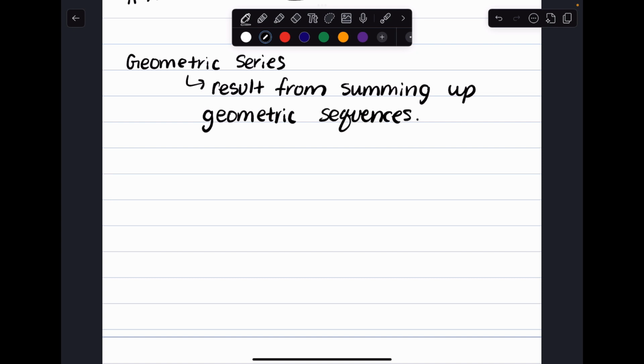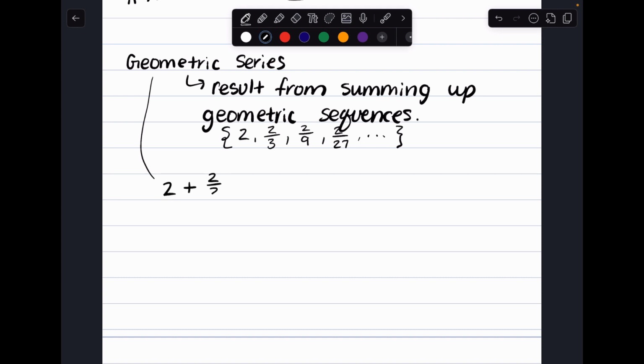So remember, a geometric sequence was something like maybe we had 2 and then 2/3, so I'm multiplying by 1/3, and then 2/9, and then 2/27, and we keep on going. That would be a geometric sequence. A geometric series would be if we were to look at 2 plus 2/3 plus 2/9 plus 2/27, and we were to continue to sum that up.